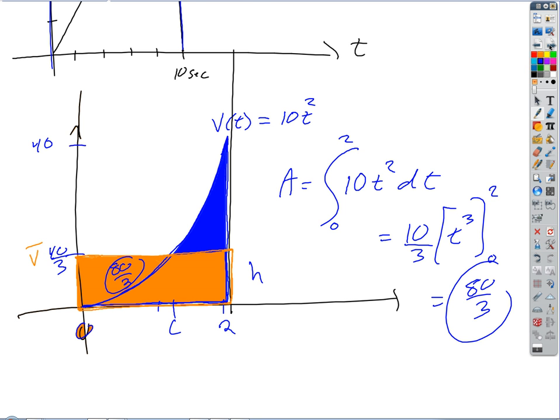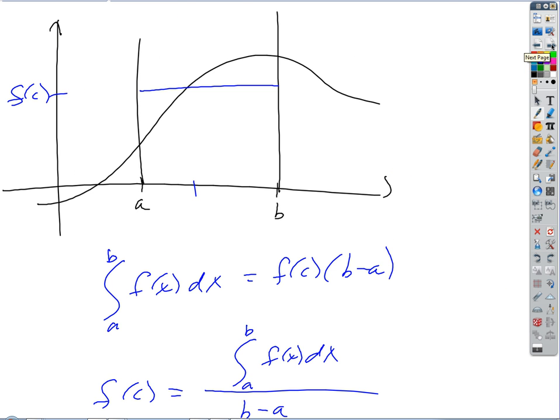So in this case, this would be the value of C right there, right? C is the value of the independent variable, typically x, where the function has its average value on an interval. I thought V bar was. It is. So we called this V bar.